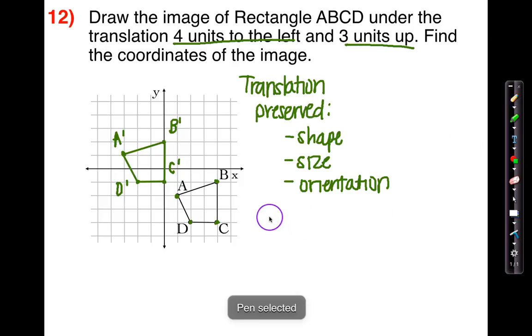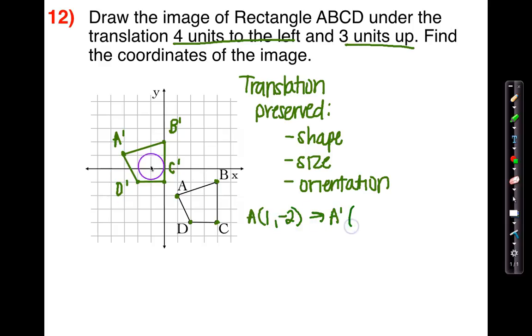Okay, so now to finish the instructions, it does ask me to find the coordinates of the image. So they are going to want A as well as A prime, B as well as B prime, etc. So let's go ahead and do that. So first, taking a look at A, the ordered pair was 1, comma, negative 2, which turned into A prime, which became negative 3, comma 1.